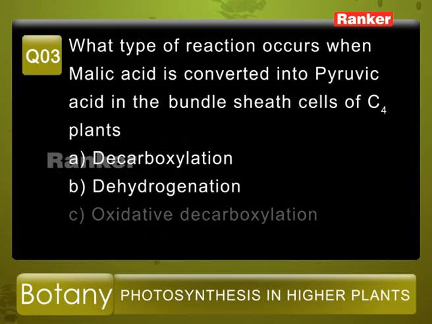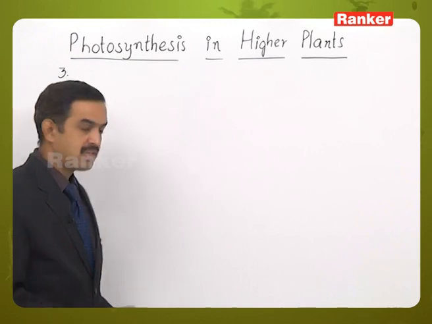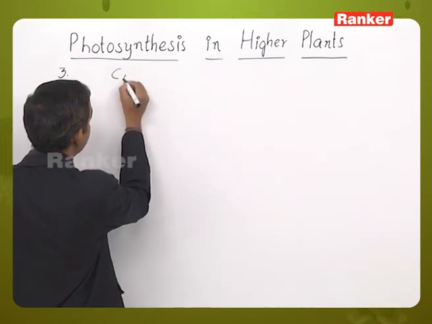Question number 3. What type of reaction occurs when malic acid is converted into pyruvic acid in the bundle sheath cells of C4 plants? The given options are A. Decarboxylation, B. Dehydrogenation, C. Oxidative decarboxylation, and D. Transamination. So this is a question related to the C4 plants.